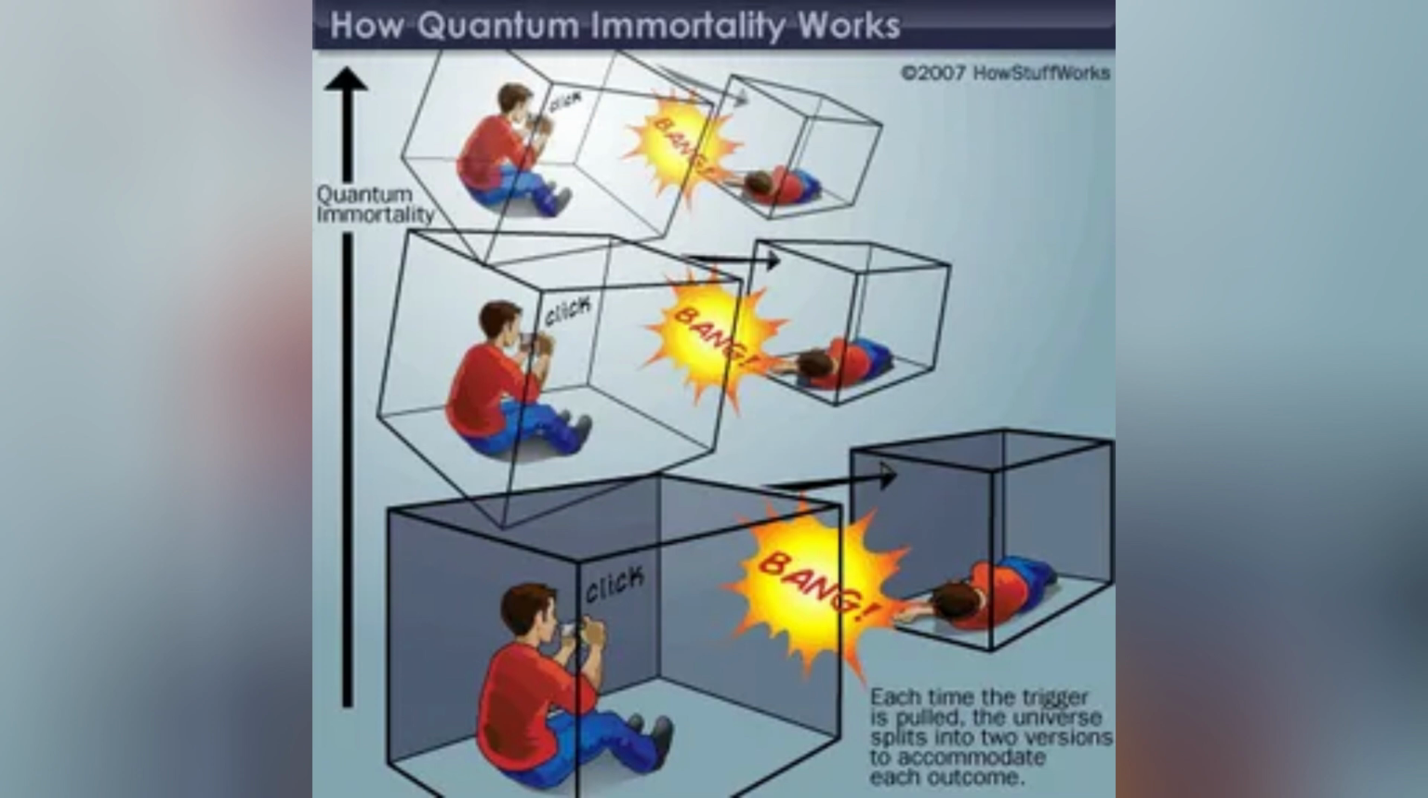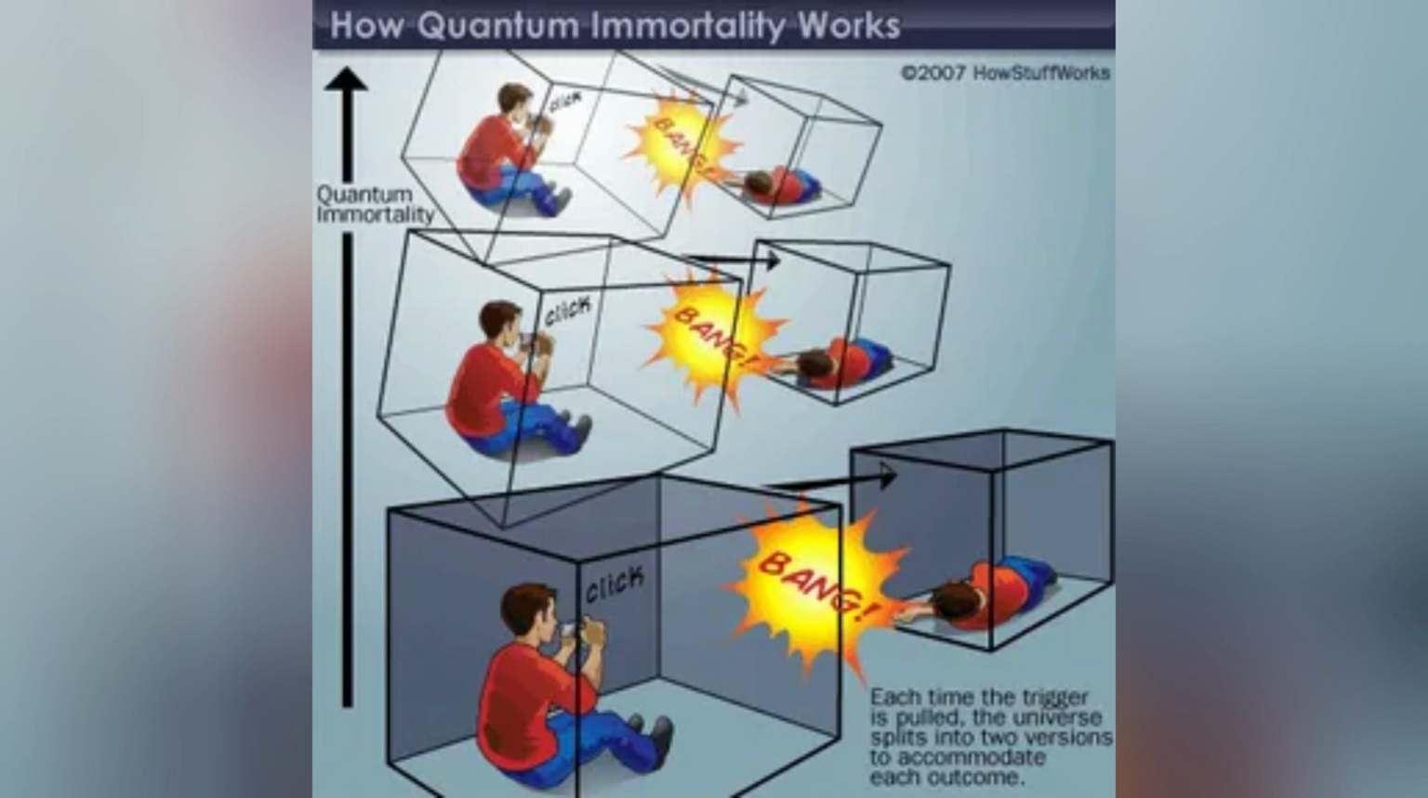Quantum immortality suggests that your consciousness continues in the branch where you survive, no matter how unlikely that survival might be. In essence, you never experience your own death. Instead, at the moment of what would be your death, your consciousness shifts to a parallel universe where you somehow survive. This process could continue indefinitely, with your consciousness hopping from one universe to another, always avoiding death.